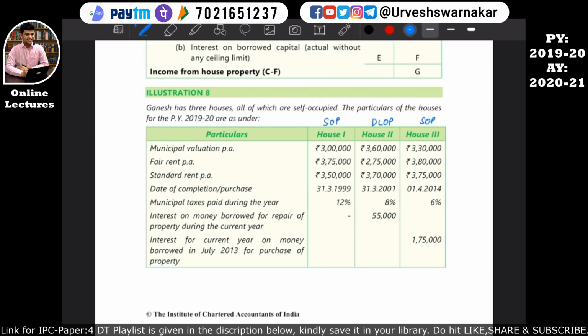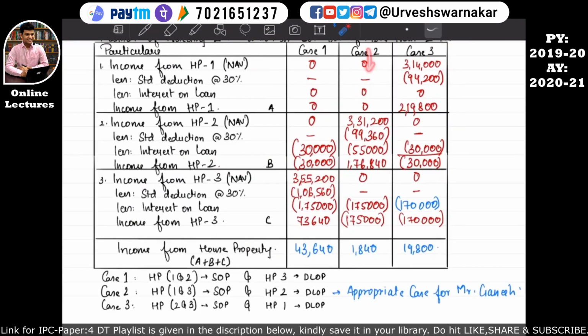So if this is the detail given to us, now you solve this on your own and you will find the answer of this case 2 only, okay. I hope this is quite clear. So that's why we have to evaluate the combinations, that is the permutation and combination, of which house properties should be SOPs and which should be DLOP. So that is what these cases are the combinations of, okay. And we need to be aware that if these two house properties are SOP, then the interest on the loan cannot exceed 2 lakh. So that's what was happening in this case 3.